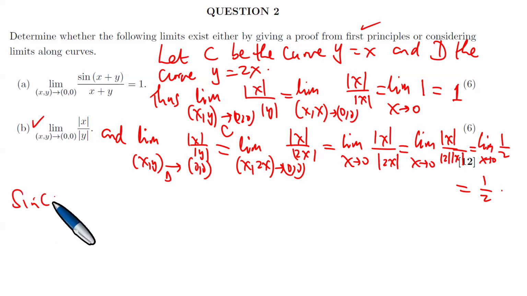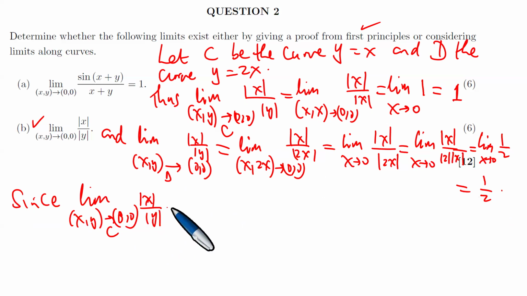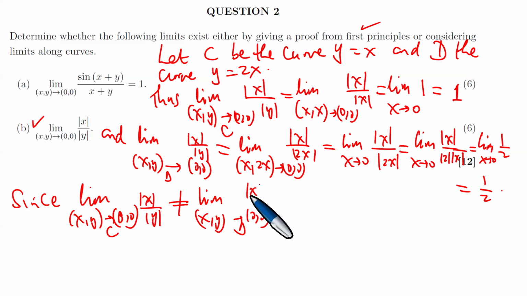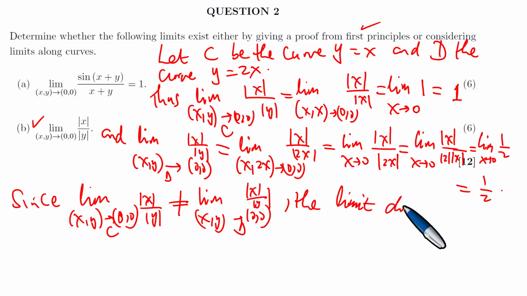Now we go on to say, since the limit as x and y approach 0 and 0 along curve C of this function is not equal to the limit along curve D of the function, the limit does not exist. The limit does not exist. So this was nice and easy and short because it does not exist. And this is the proof.